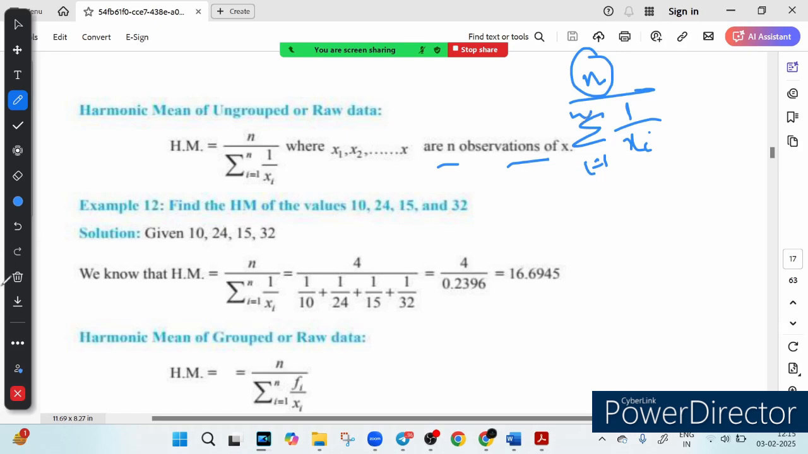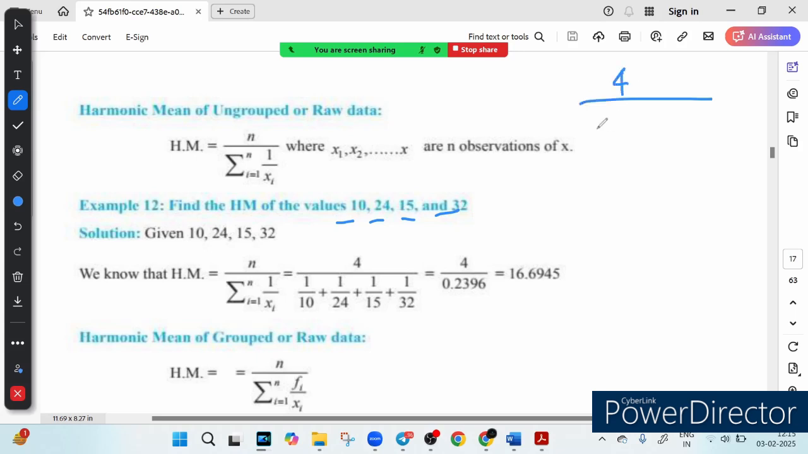So let me give you one example to make this concept more clear. Suppose you have 4 values, 10, 24, 15 and 32, and you want to find their HM. HM is harmonic mean. What you do? You write the number of observations, that is 4, in the numerator, and in the denominator you write 1 upon 10, 1 upon 24, 1 upon 15, and 1 upon 32. This you have to do. So this is the first way of doing it.